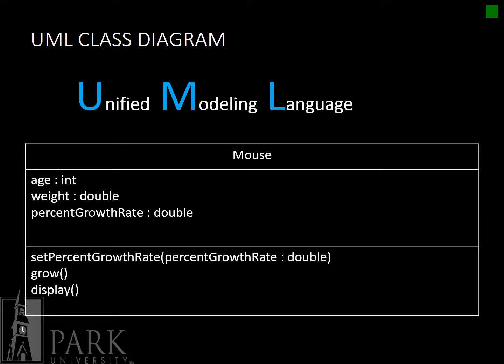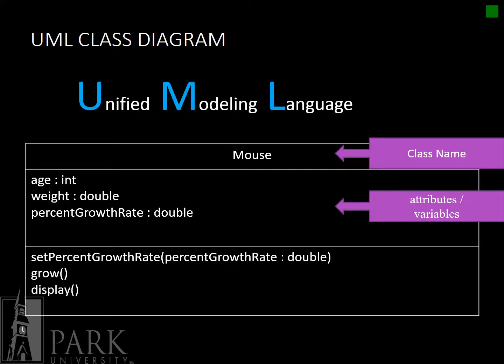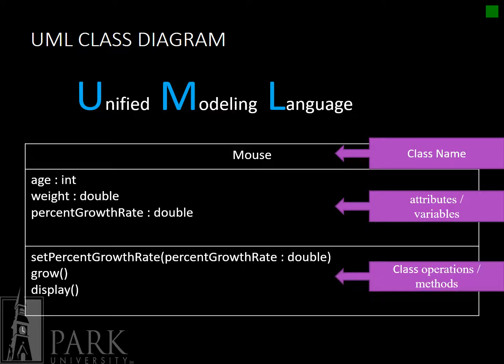And in this class, we have the Mouse class. You can see that the first row consists of the name, and the second row shows the attributes or variables that belong to that class and their type. And the third row finally shows us what methods belong to the class. So again, this is the information about the state of the object, and these are the behaviors that the object can take.